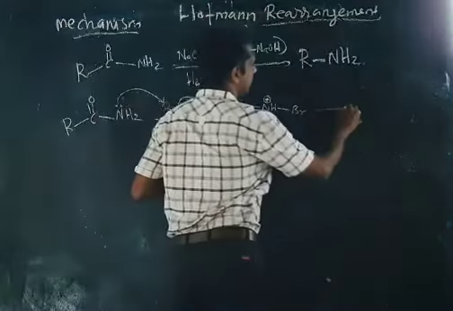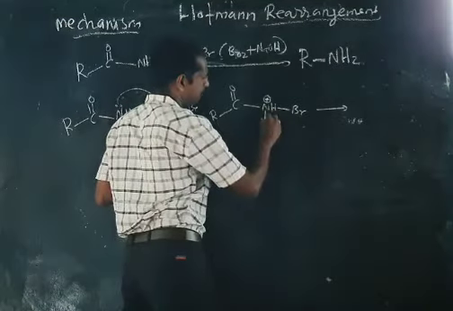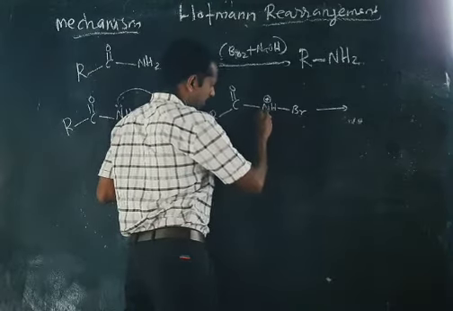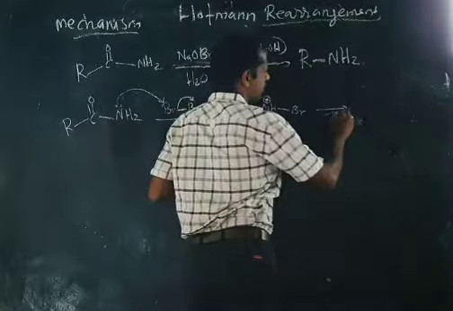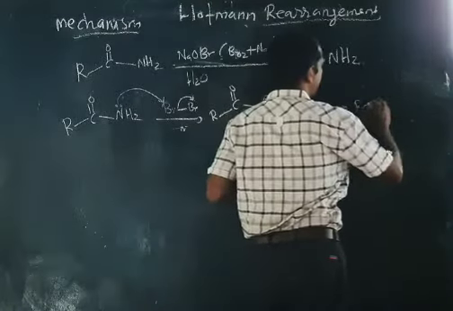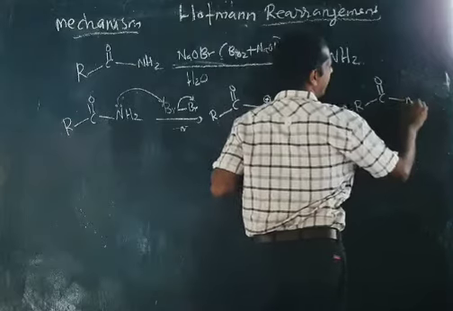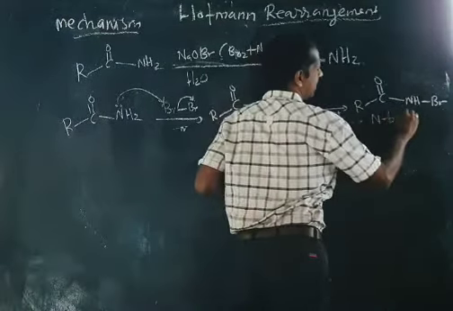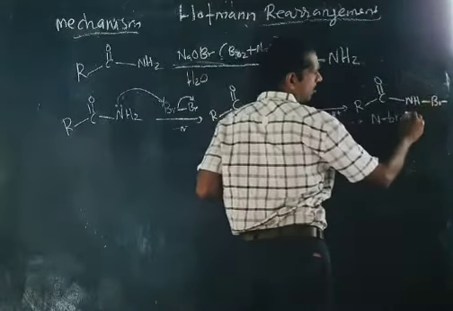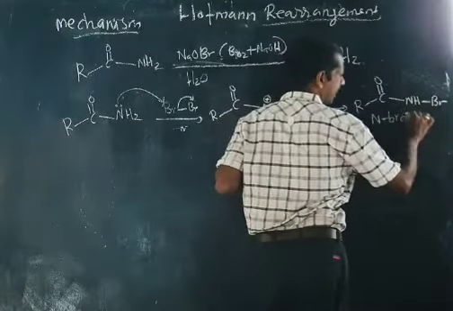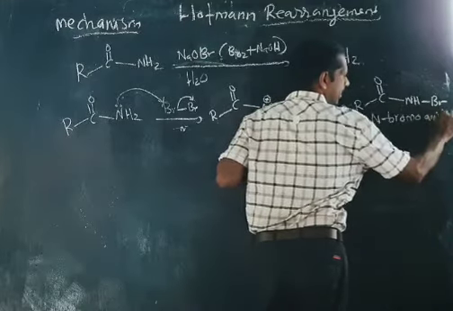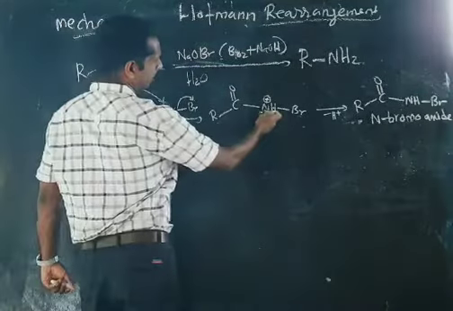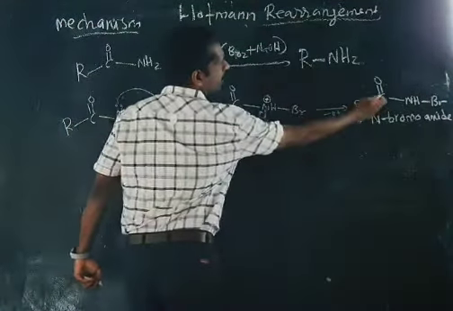Now in the next step, for stability, the NH bond loses H plus, removing a proton, and it will change into RC double bond O NHBr, the N-bromoamide. In the N position there is a bromine, so N-bromoamide. Up to this step it is very clear. So for stability, minus H plus, and it is changing to RCONHBr.